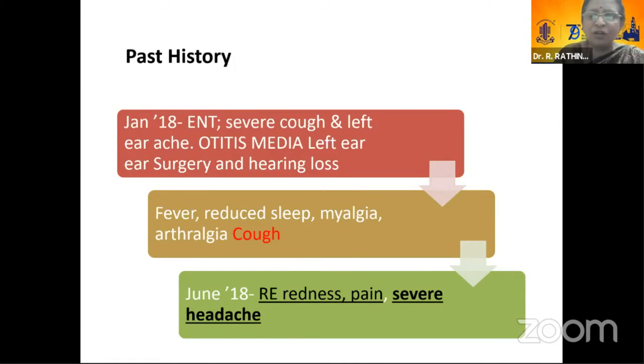So people told him he was not having tuberculosis, but he had a cough. He also had fever, reduced sleep, myalgia, arthralgia, as well as cough. Then in June 2018 itself, he also had right eye redness, pain and severe headache.